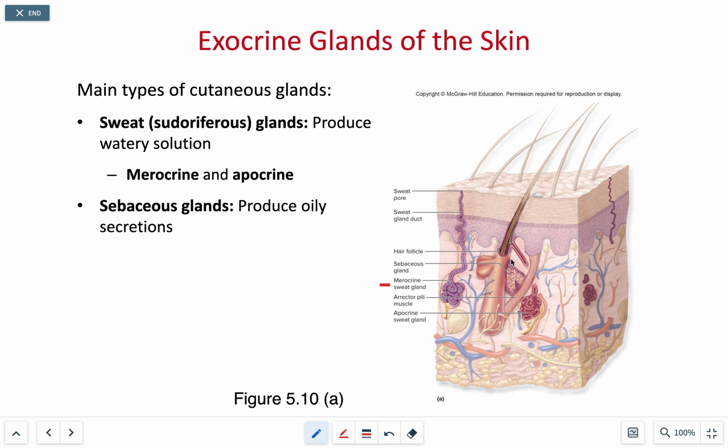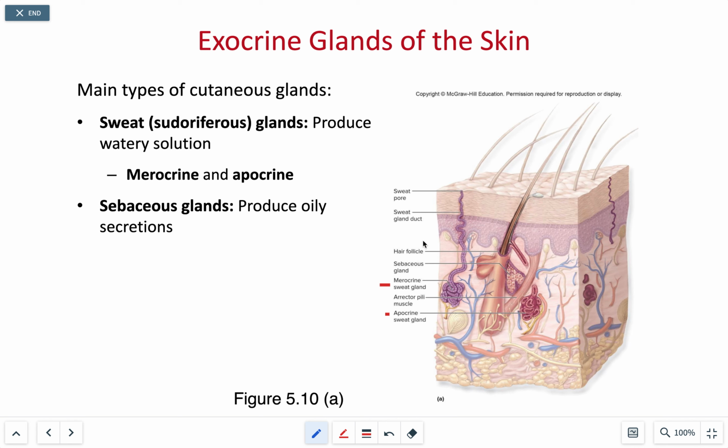The next one we're going to look at is the apocrine gland, which is also considered a sweat gland. Its duct is a little bit larger in lumen size, and it produces a watery solution with a bit more protein and lipid mixed in. It leads into the hair follicle shaft and is then released onto the surface of the skin.